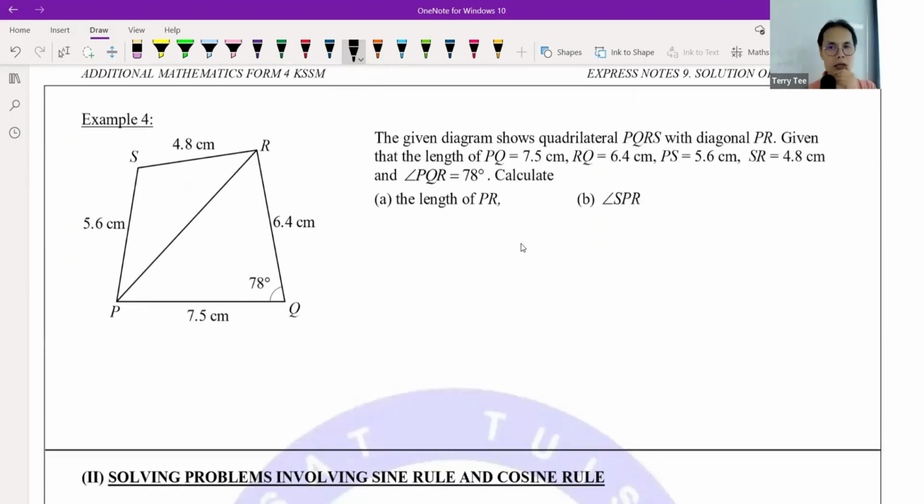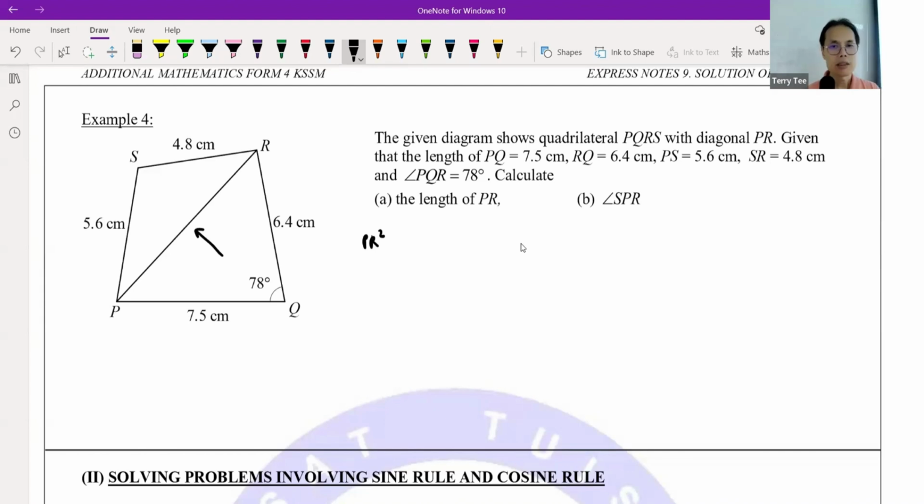Okay, so if you're finding length of PR, now look at the quadrilateral here, PQRS. PR is opposite to this. Obviously, I have to use the one below, not the one on top. The one on top, I don't have enough information. I only have length of two sides. So I have used cosine rule. PR is your B if you like.